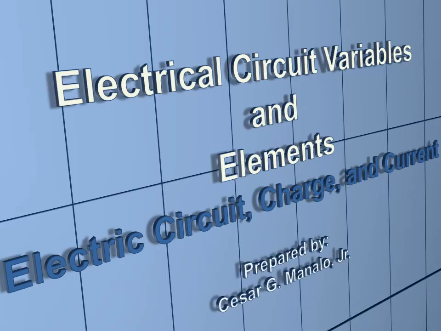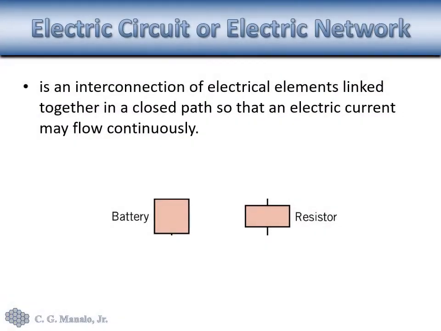So in this video, we're going to talk about electric circuit, charge and current. So what is an electric circuit or an electric network? Electric circuits or networks are composed of several electrical elements. We will define later what we mean by electrical elements. But some of these elements are the battery, or the source of the electrical circuit, and resistors.